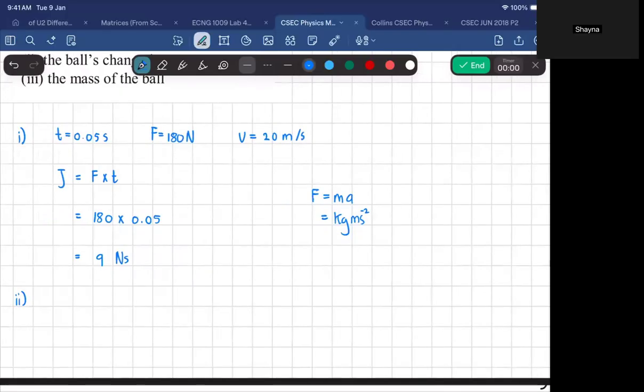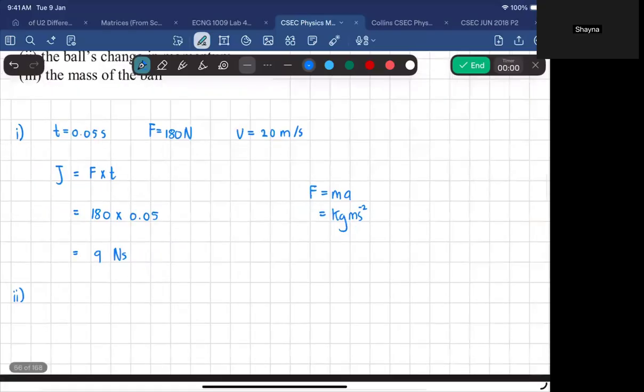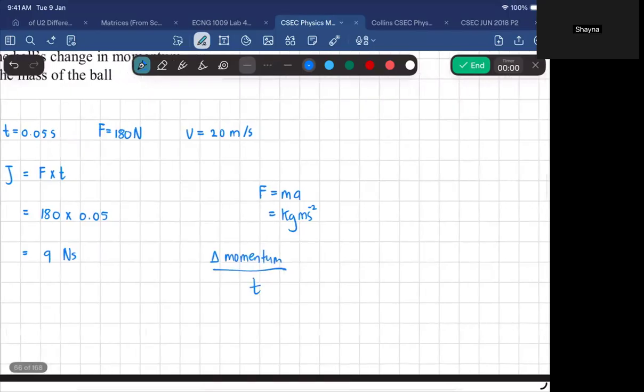So, when I needed to understand something, impulse is another formula. Impulse is just change in momentum over time. That's literally what it is, right? Do you know what the units for momentum are? It will be kg meters per second. So it's mass times velocity.